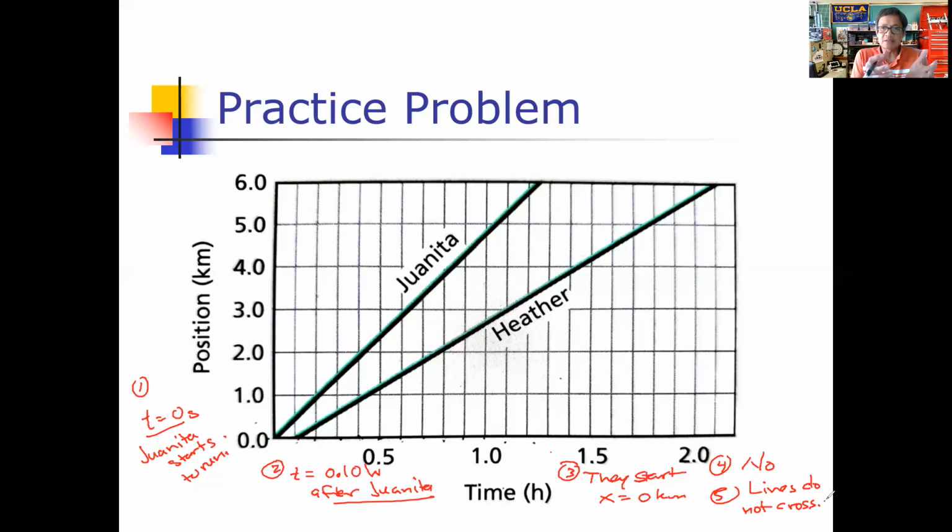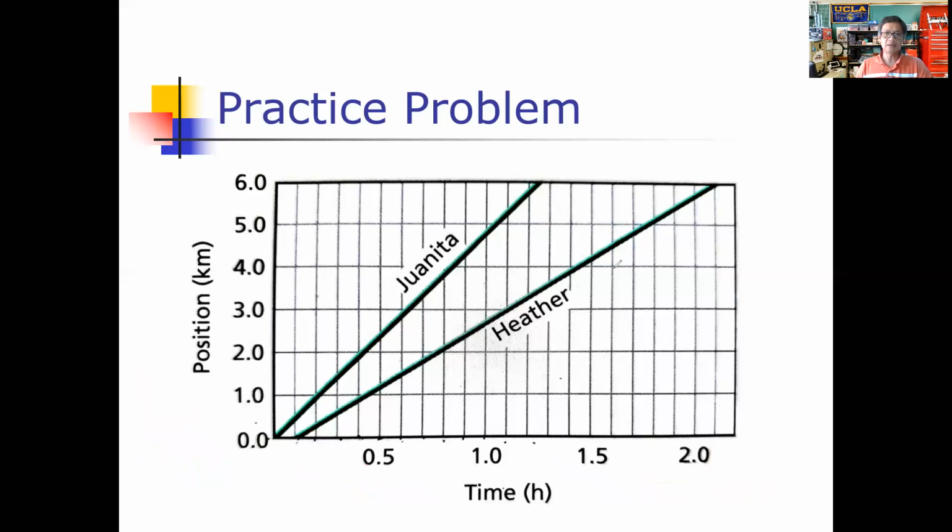Make sure you come by and see me if you are having some trouble with this, but that's how we know from the graph. Hopefully you get that down. What I'd like to do then is let me erase the screen here.